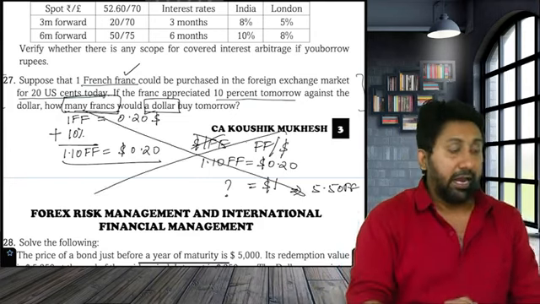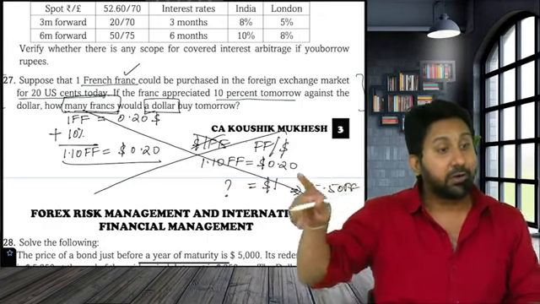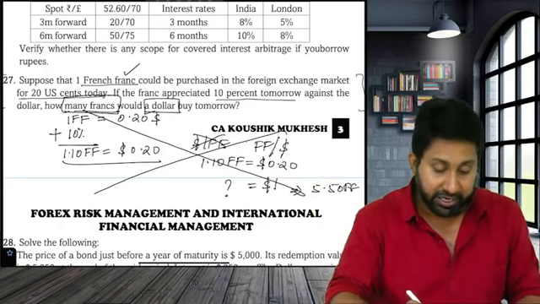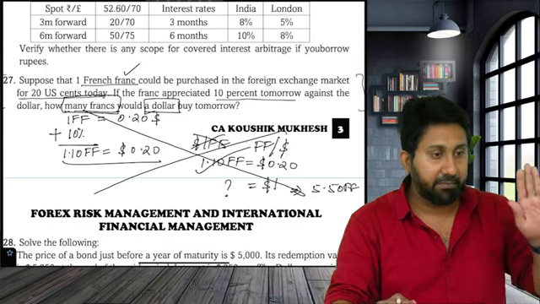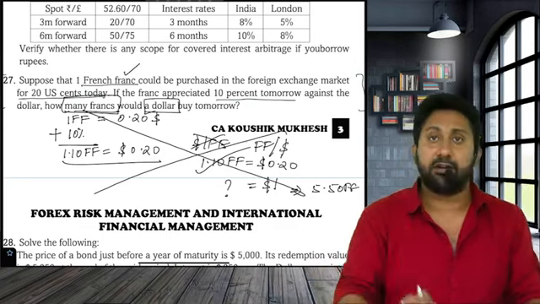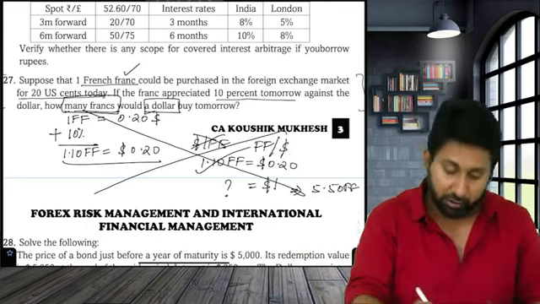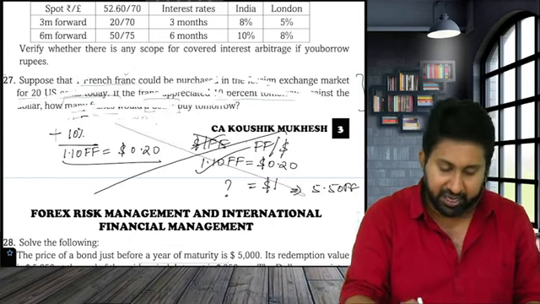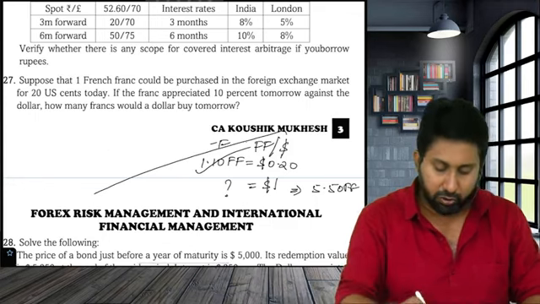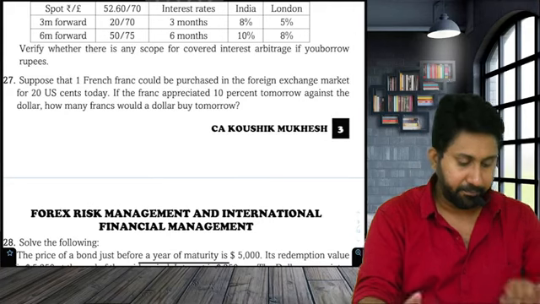Wrong. You should not do it like this. I am just telling you that this is not the way to do the problem. See here, the notation is correct. He is asking the number of FF, so the numerator FF is required and the denominator dollar is required. Everything is okay, but the way of adjusting that 10% is wrong. Why? I will explain with a clear-cut example. See the screen.